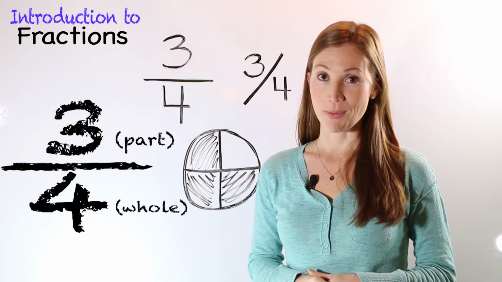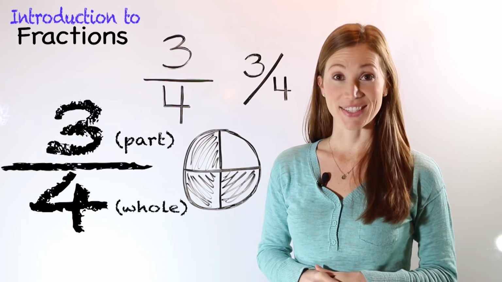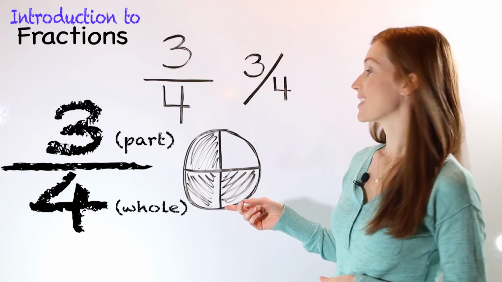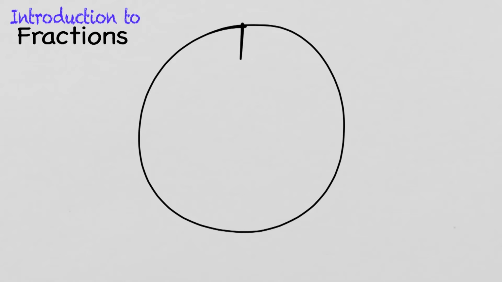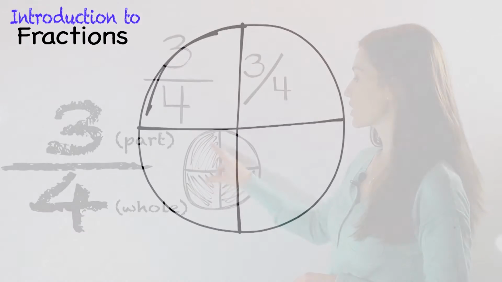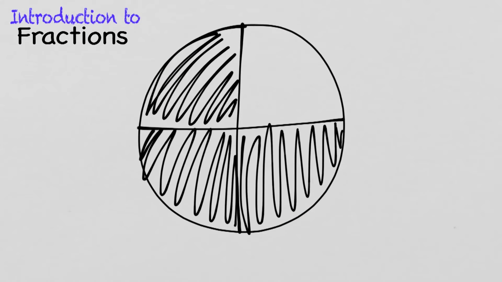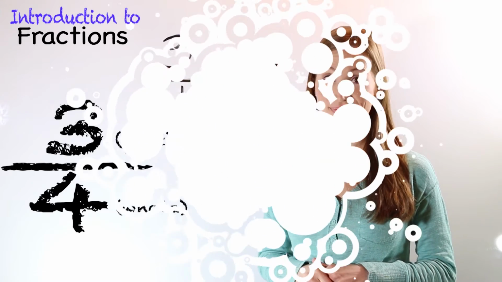Are you ready to check your pie chart? Let's see how you did. Your pie chart should look something like this. Our whole is 4, so we divided our pie chart into 4 equal pieces. Our part is 3, so we shaded in 3 of those pieces. Great job.